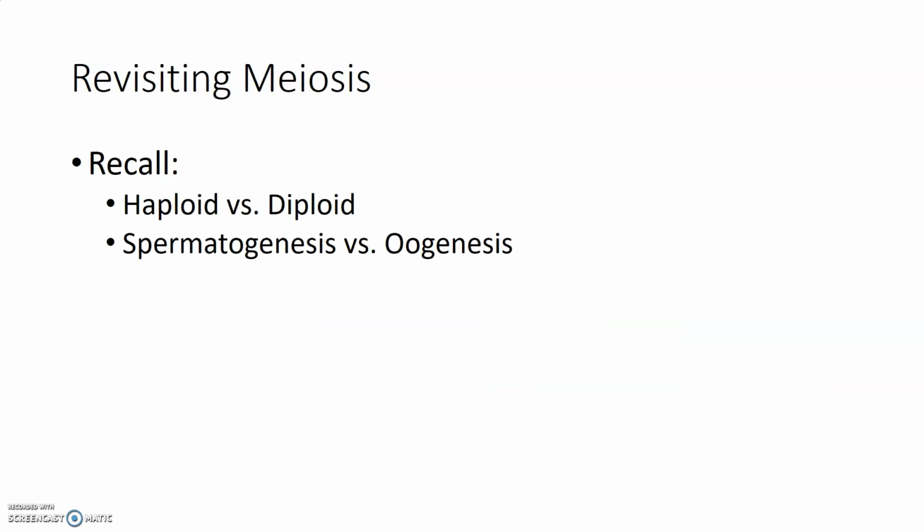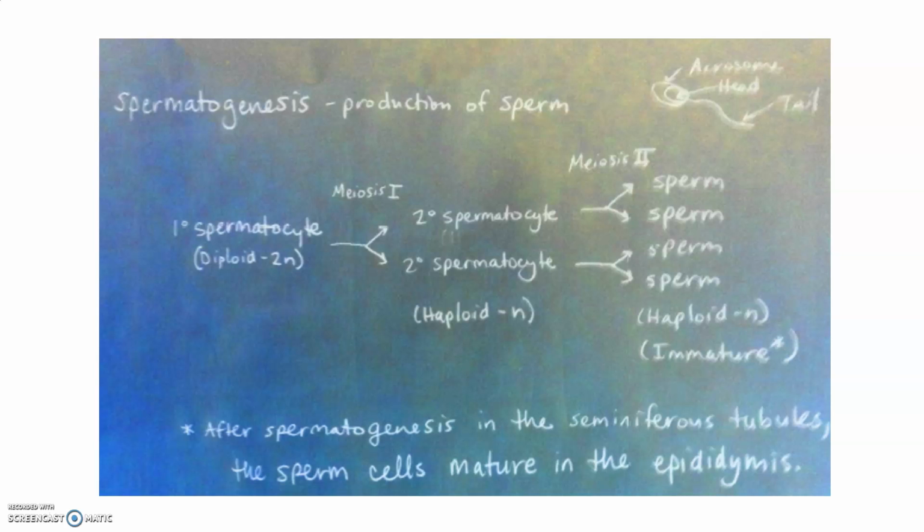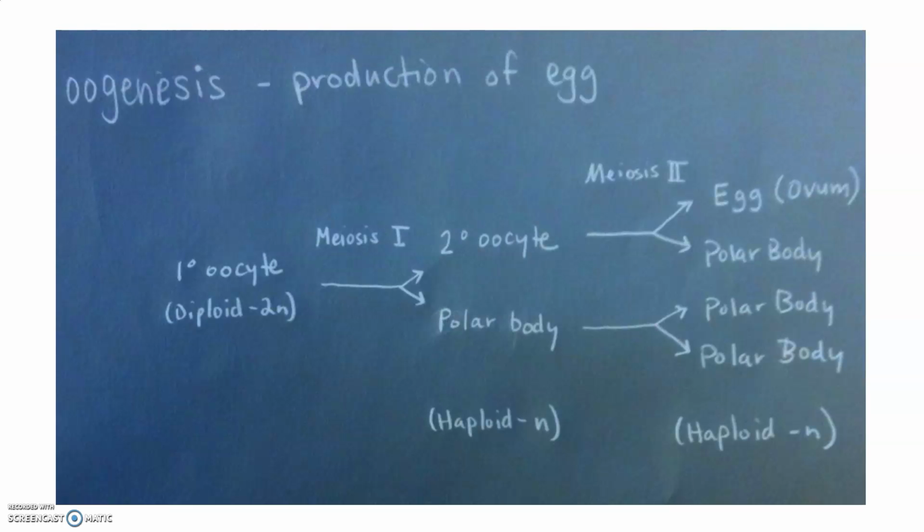Okay, revisiting meiosis, just a quick refresher. Remember haploid and diploid. Haploid is one set of chromosomes, so sperm and egg are each haploid. Diploid means there's two sets of chromosomes. Remember, those two sets form most, or all, somatic cells. Also recall spermatogenesis and oogenesis. With spermatogenesis, you end up with 4 sperm, each haploid. And then oogenesis, you end up with 1 egg and 3 polar bodies, all haploid.